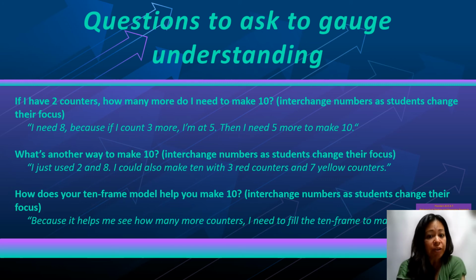Another example, what's another way to make 10? A student could say, I used 2 and 8, and then another way could be, I made 3 red counters and 7 yellow counters. And then the last one, how does your 10 frame model help you make 10? Again, there could be many ways that students could answer this question. But a possible answer is, because it helps me see how many more counters I need to fill up my 10 frame to make it full.